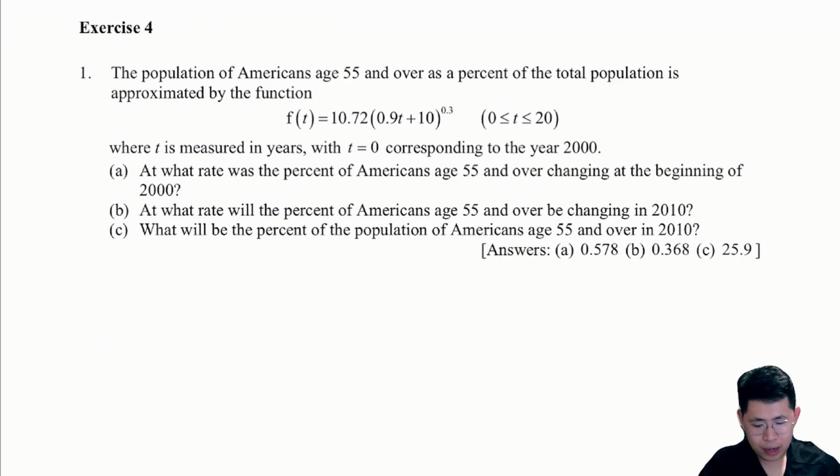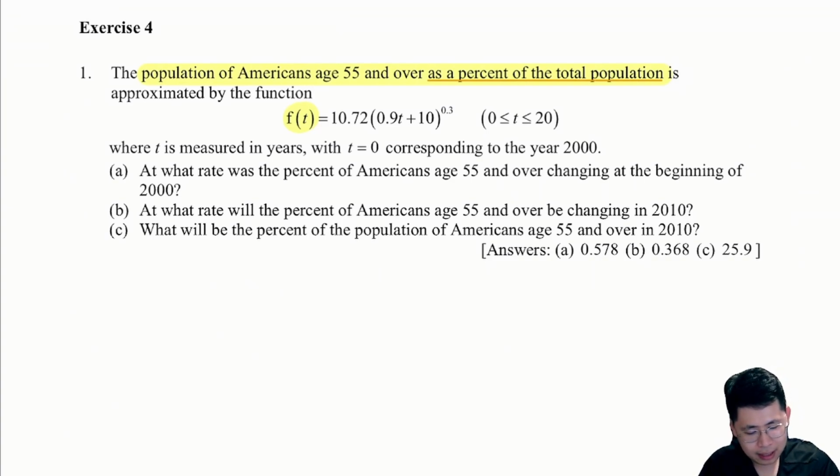Now let us move on to exercise 4 over here. Let us try to analyze the question and see what's the best course of action. So over here, we read this as, the population of Americans as a total percentage of the population is f(t). I want to highlight something: this one is as a percentage of the population. So it's not just population itself, it is a percentage. The question is saying that this function gives us percentage and t is between 0 to 20.